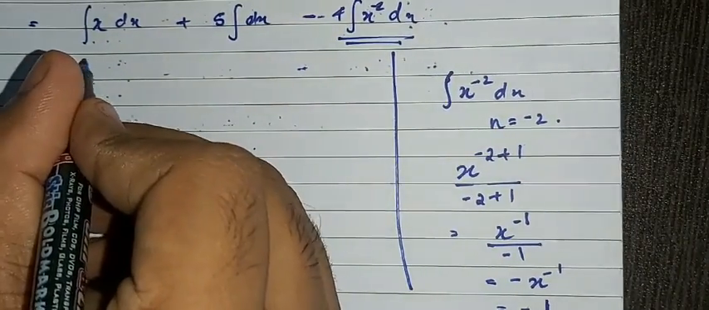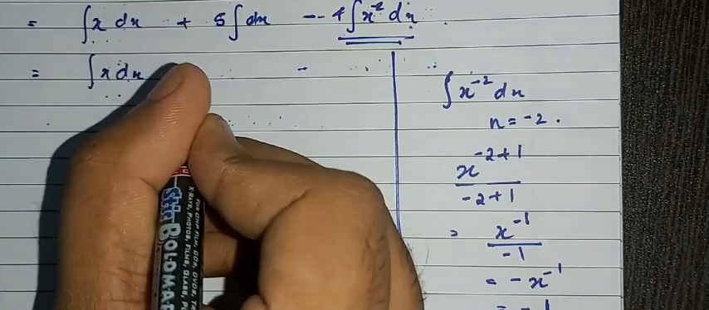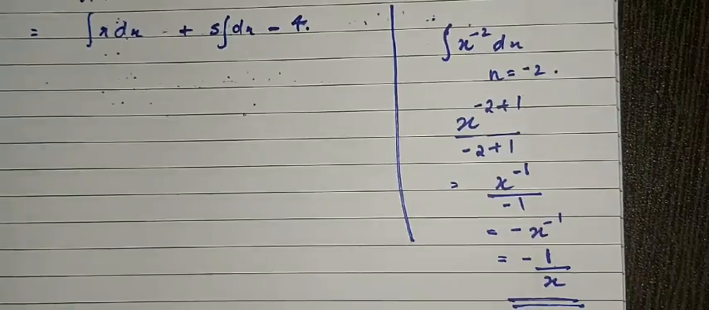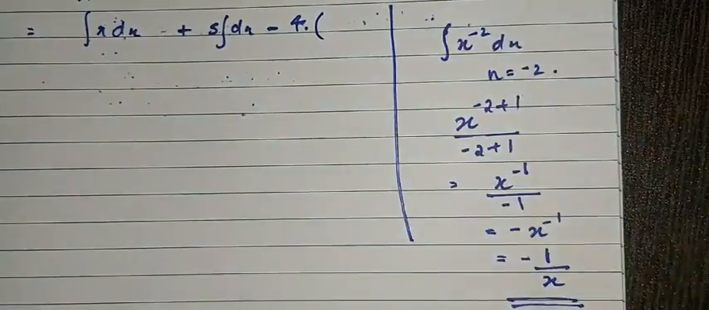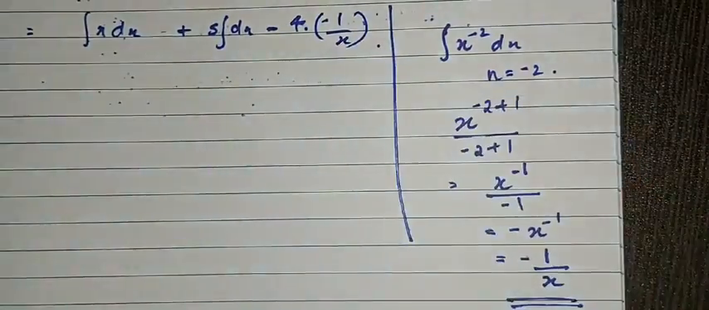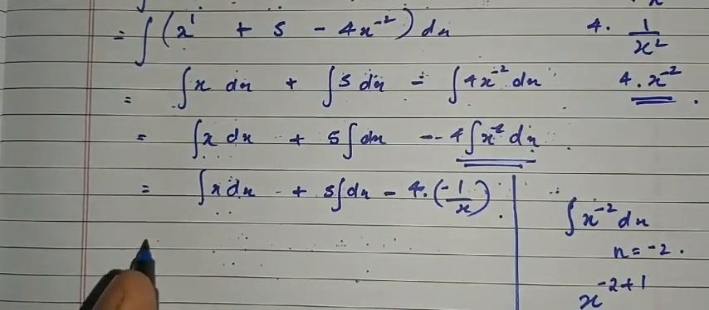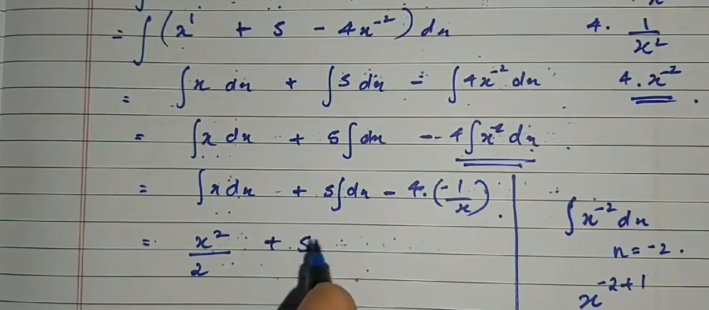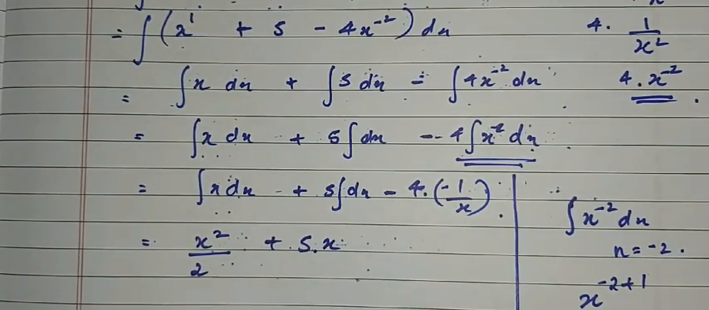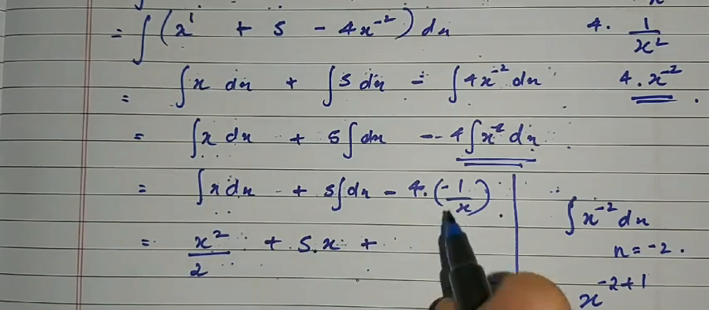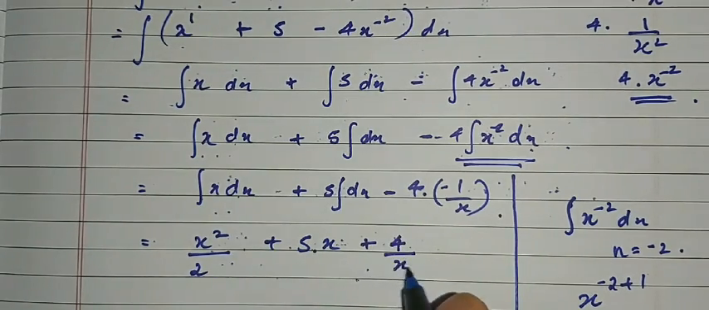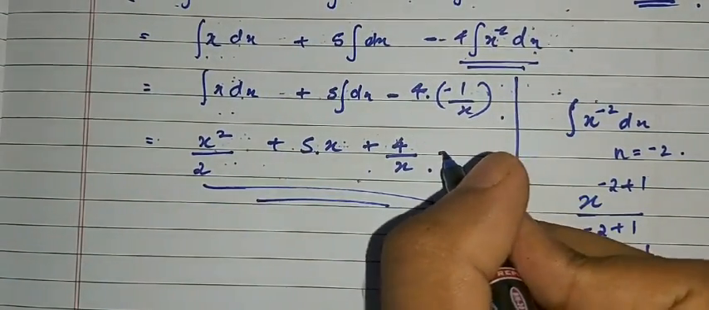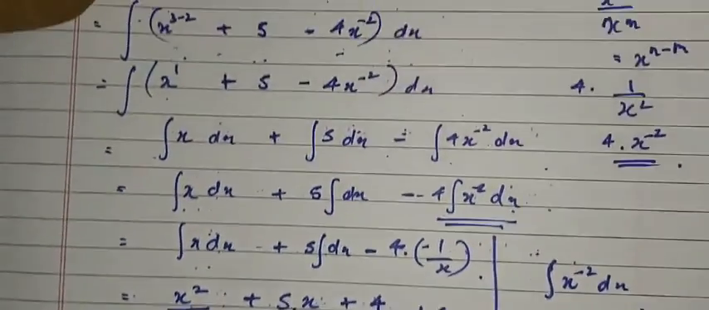So it will be integral of x dx plus 5 dx minus 4 into minus 1 by x. Now we are integrating these terms. x dx, as we already know, is x square by 2, plus 5 into 1 dx, it is 5x, plus 4 by x. This is the final answer. Oh, don't forget to put a C here. C is always there.